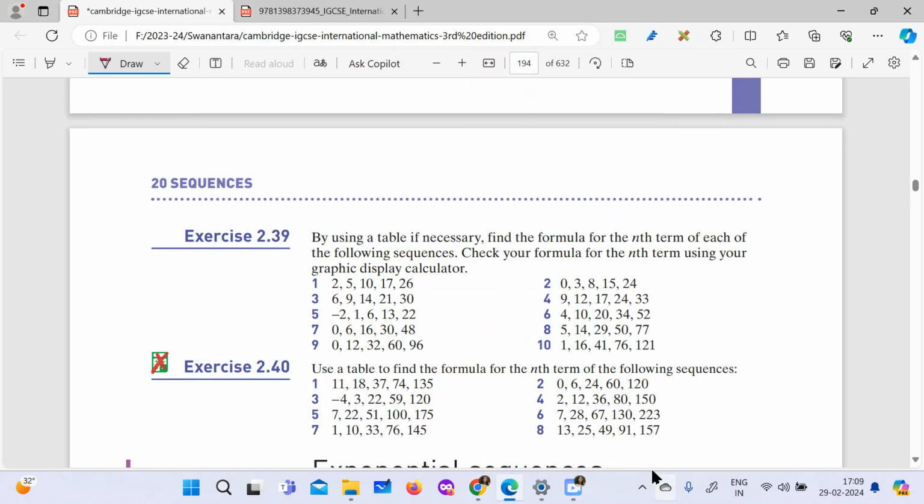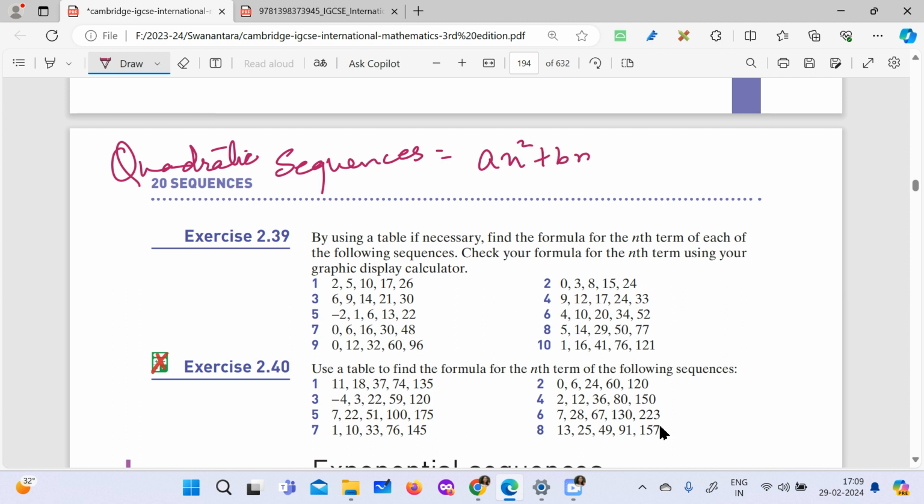Hello. Hi, Miss. So now we will do quadratic sequences. Okay. So for quadratic sequences, you just have to know its formula. A quadratic sequence is represented by an square plus bn plus c.